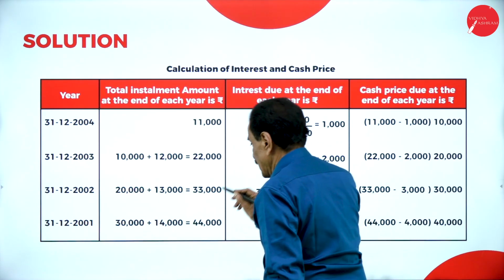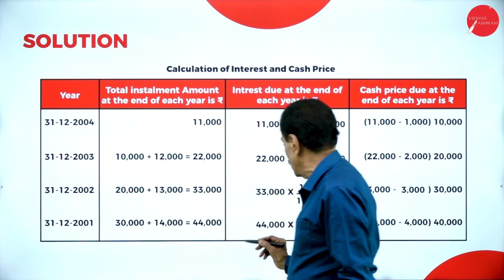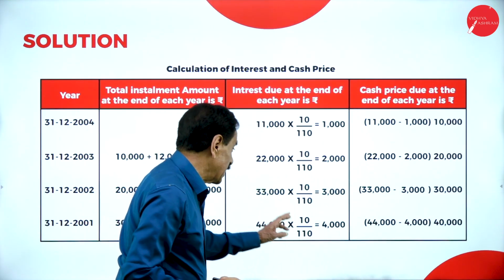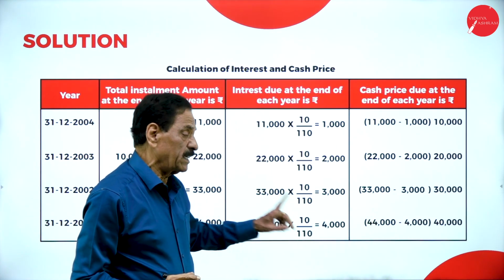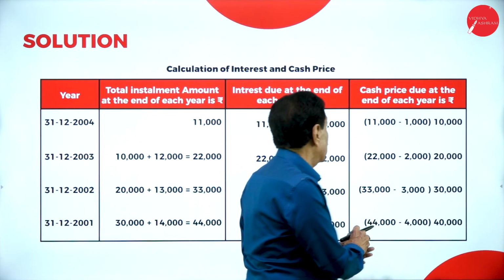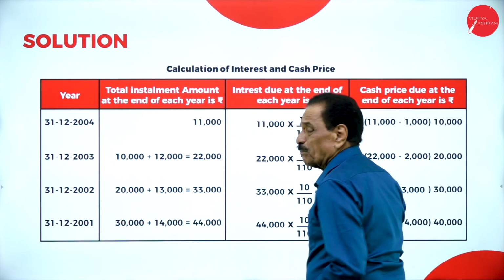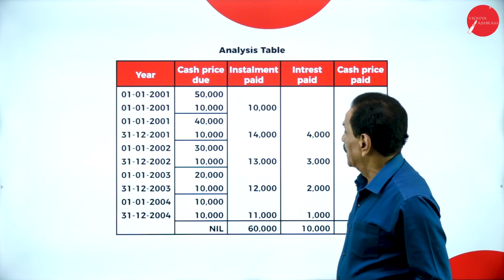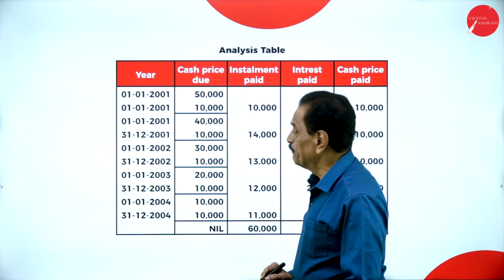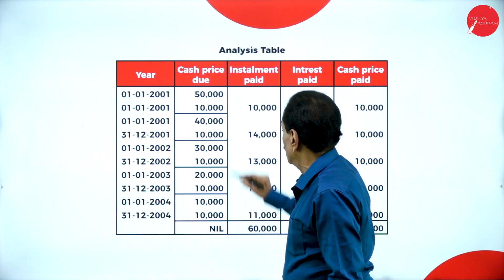33,000 minus 3,000 is 30,000. Come back to next year. 30,000 plus 14,000 becomes 44,000. On 44,000, 10 by 110 is 4,000. 44,000 minus 4,000 is 40,000. Then these are all the cash price due at the end of each year. Then the down payment is 10,000, which does not include the interest. Then the total is 50,000 plus interest 10,000 becomes 60,000.